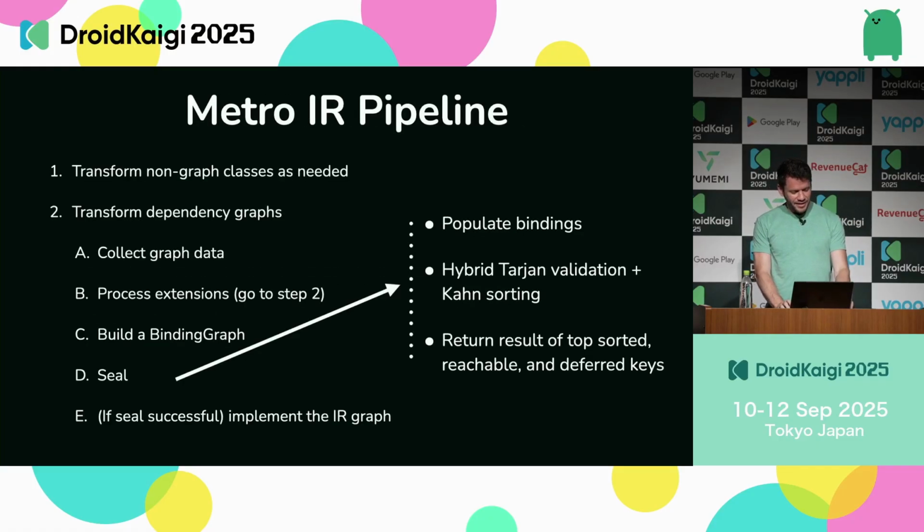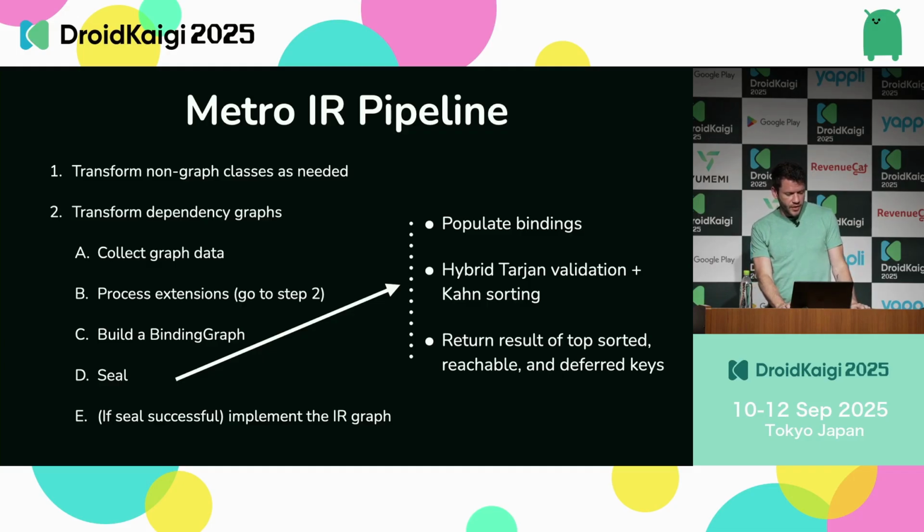At a high level, Metro's pipeline in this phase can be described like this. Step 1, transform non-graph classes. These are simple mechanical implementations for things like factories for constructor injection. Step 2, we process dependency graphs. 2A, we collect graph data, available bindings, roots, extensions, etc. Then we process extensions, which may recurse back to go into step 2.